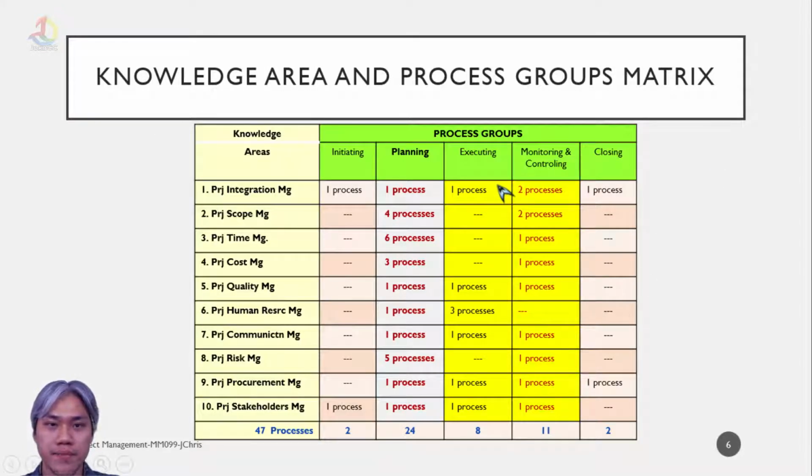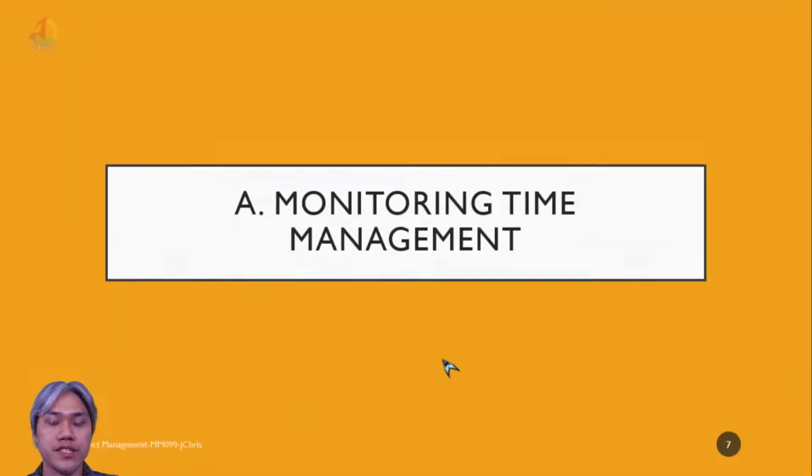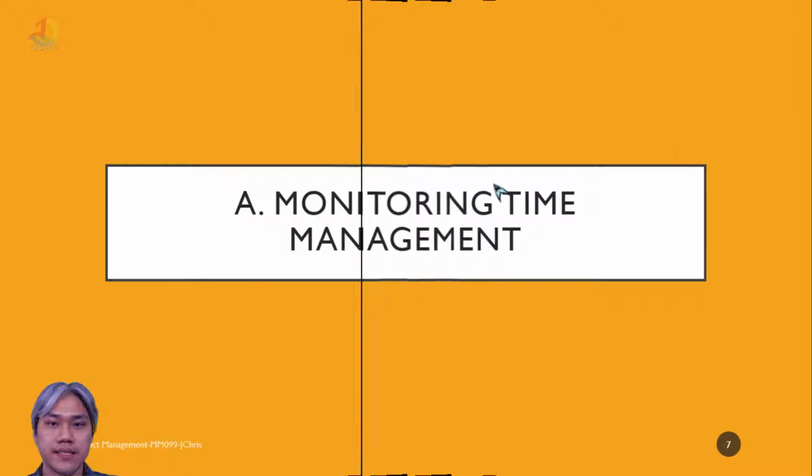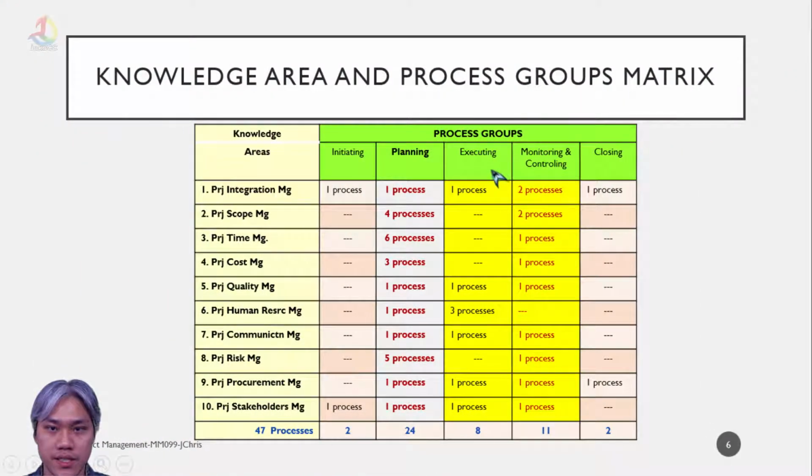Now, this is the matrix of knowledge areas and process groups. We'll be focusing on the executing and monitoring and controlling process groups. The first is about monitoring time management. In the knowledge area of project time management, in the execution process group there is none. In monitoring and controlling, there is one process in project time management.